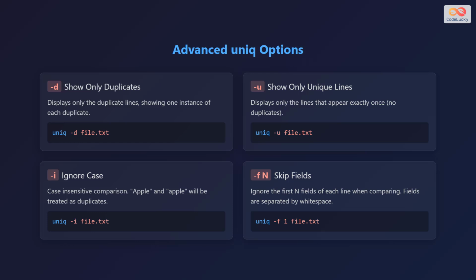The next option is -i, which ignores case. With this option, the comparison is case insensitive. For example, Apple and apple will be treated as duplicates. The command is Uniq -i file.txt. The last option is -f n, which skips fields. It ignores the first n fields of each line when comparing. Fields are separated by white space. The command is Uniq -f1 file.txt.